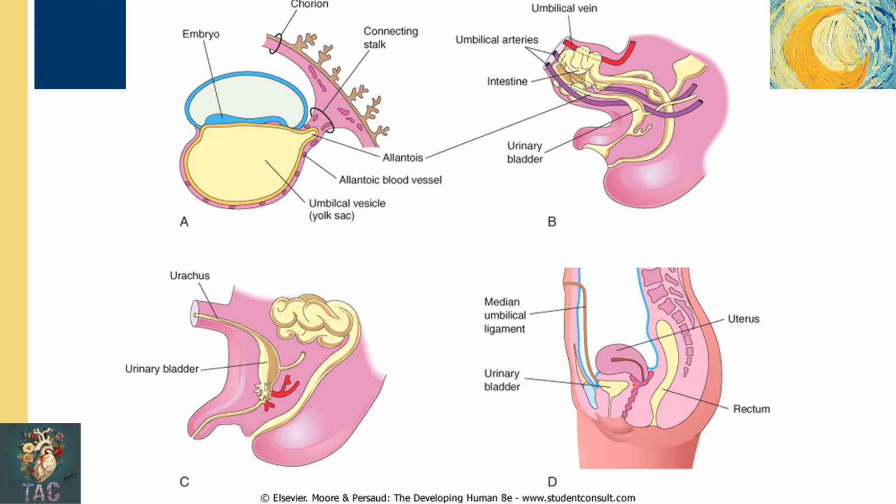And in this slide, very important, this one is the median umbilical ligament. This is actually the allantois which is present, which later on will form the urachus. Here you can see the urachus, which is attached to the apex of the urinary bladder and later on forms the median umbilical ligament. So these are all also your MCQs as well.